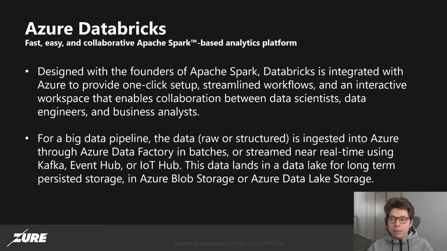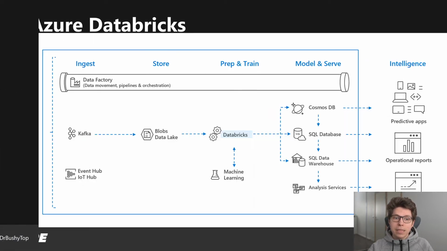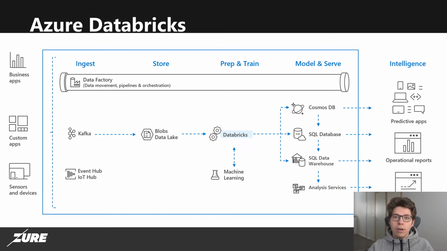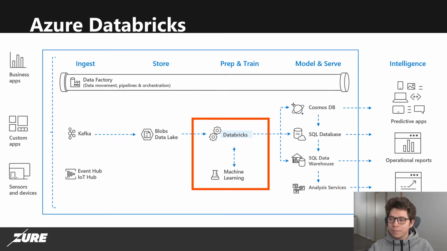And for big data pipelines, you usually use Data Factory to ingest the data, then do something to the data with Databricks, and then lastly store the data in Azure Storage or other data services like SQL databases or warehouses. And in the whole Azure data story, you can see that Data Factory is this overhanging service which handles orchestration, and then Databricks is in the prep and train phase, basically in the middle of all of it.